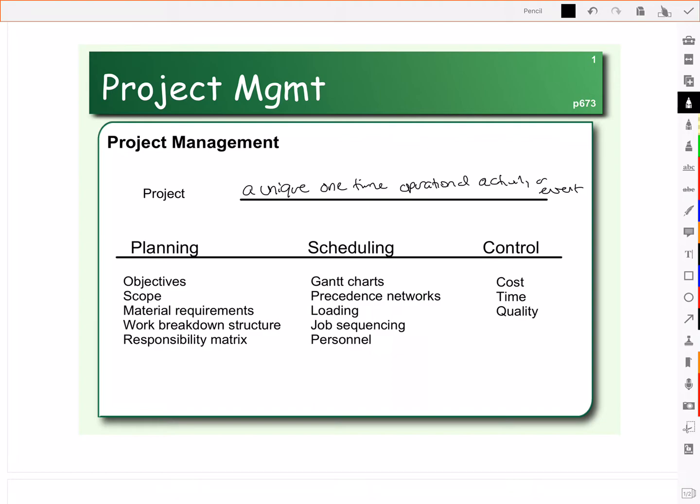So we talk about the planning phase, we need to determine what are our objectives of the project. So this is a detailed statement of what the project will accomplish. So how do we know if we've been successful in this project? We want to make sure with this that it aligns with our strategic plan.